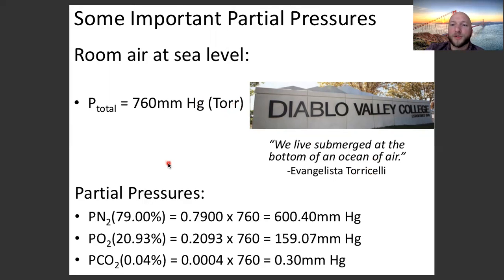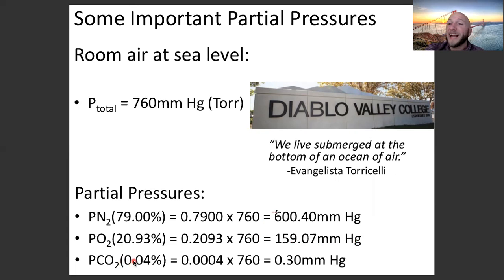So let's calculate partial pressures. For nitrogen, nitrogen is 79% of the atmosphere. 0.79 times total pressure, 760, gives us a partial pressure of nitrogen of 600.4 millimeters of mercury at Diablo Valley College. Oxygen makes up 20.93% of the atmosphere. 0.2093 times the total pressure, 760, gives us a partial pressure of oxygen at Diablo Valley College of 159.07 millimeters of mercury, or torr.